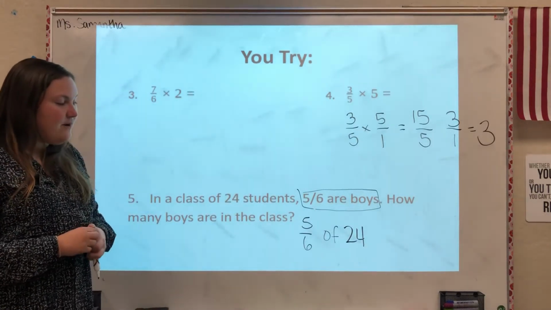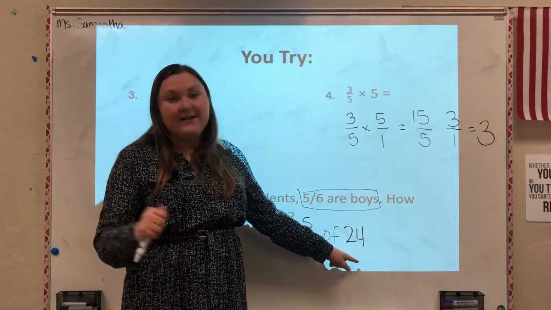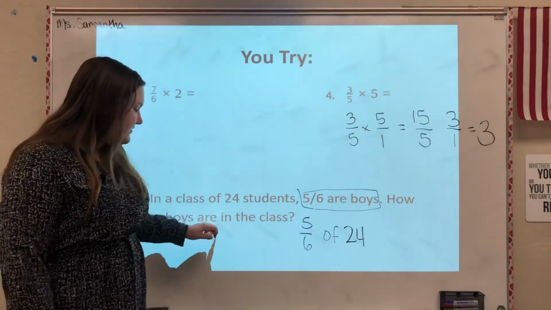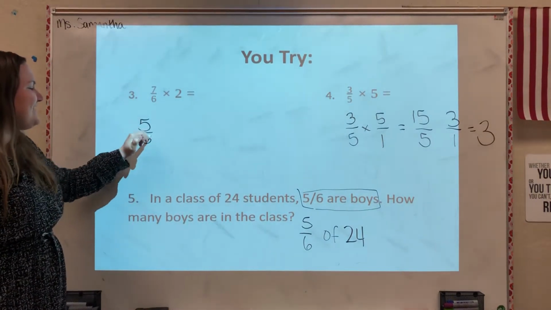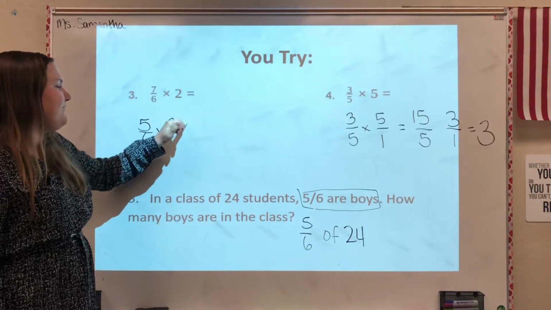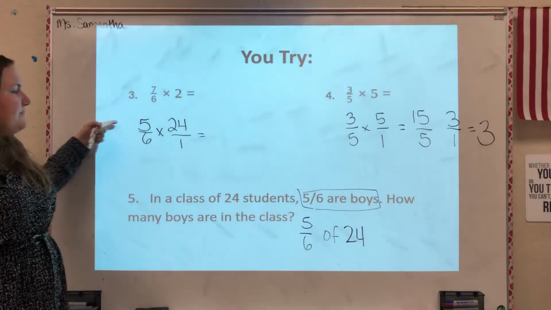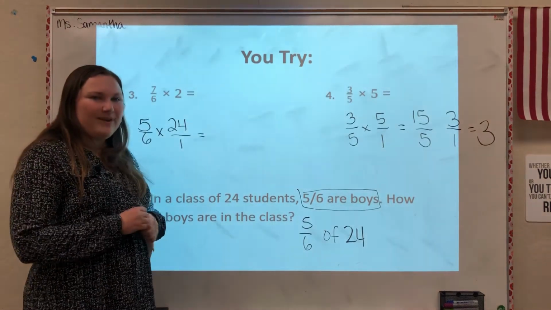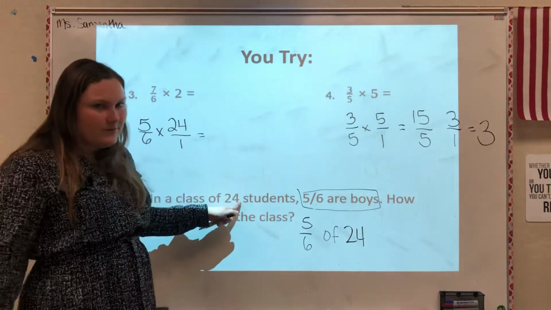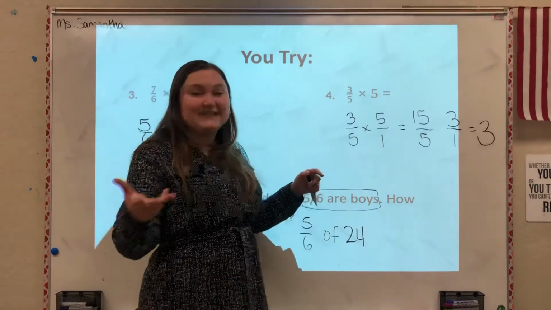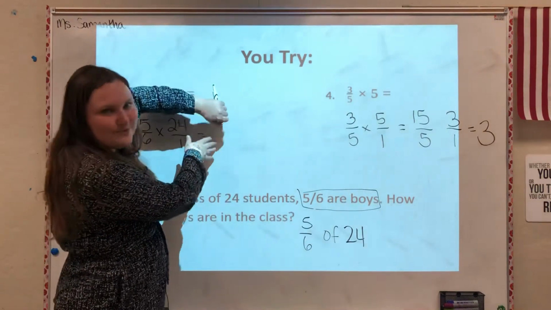In order to do that, we learned in that last problem that if you are finding a fraction of a number, that is the same thing as multiplying. So I could do, I'm going to put it up here just so there's more room. I could do 5/6 times 24 over 1. In order to do that, we would multiply straight across. Before I keep going, what number are we expecting to get? If there's a total of 24 students and we know 5/6 are boys, about how many boys are you thinking you're going to get before you do any math?